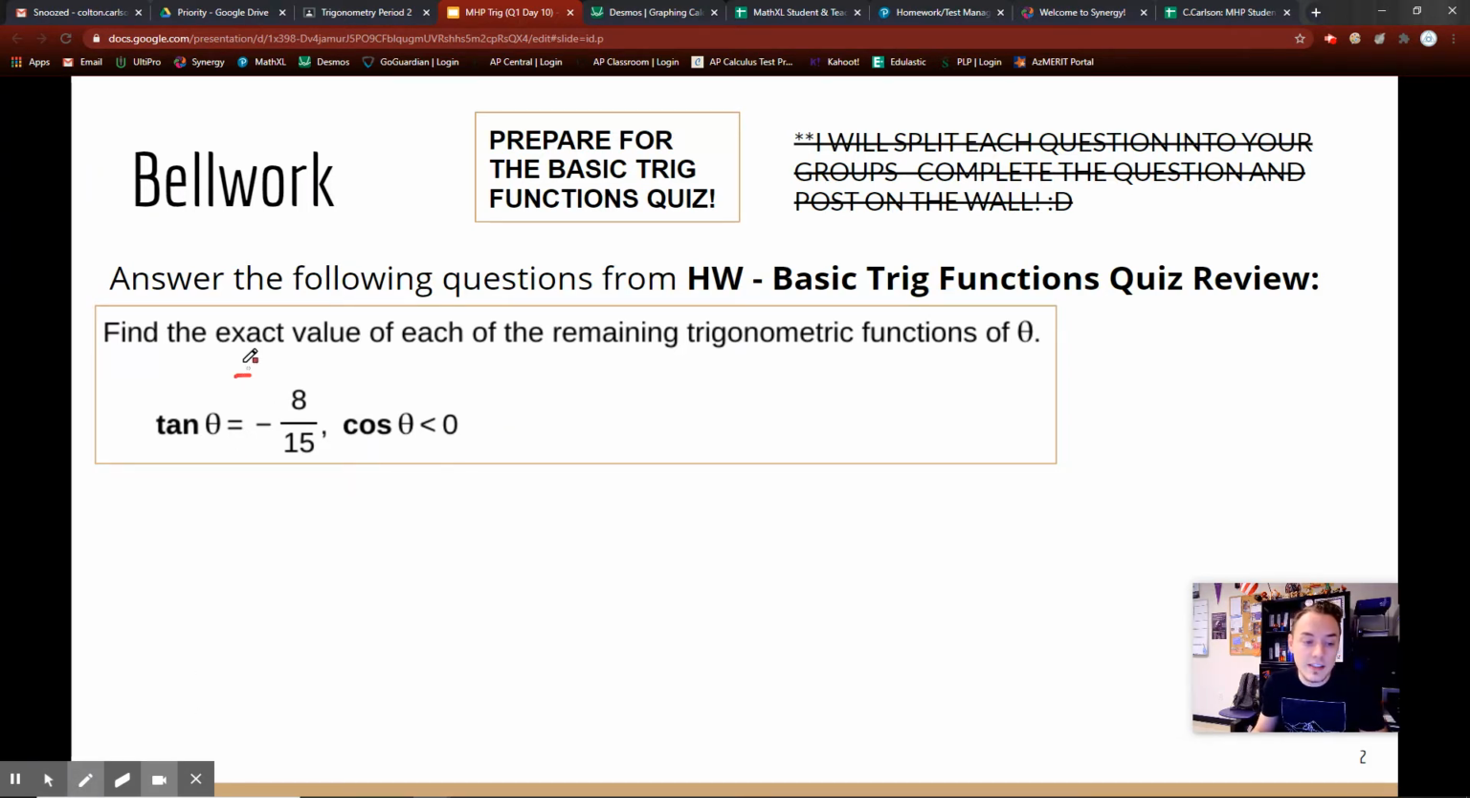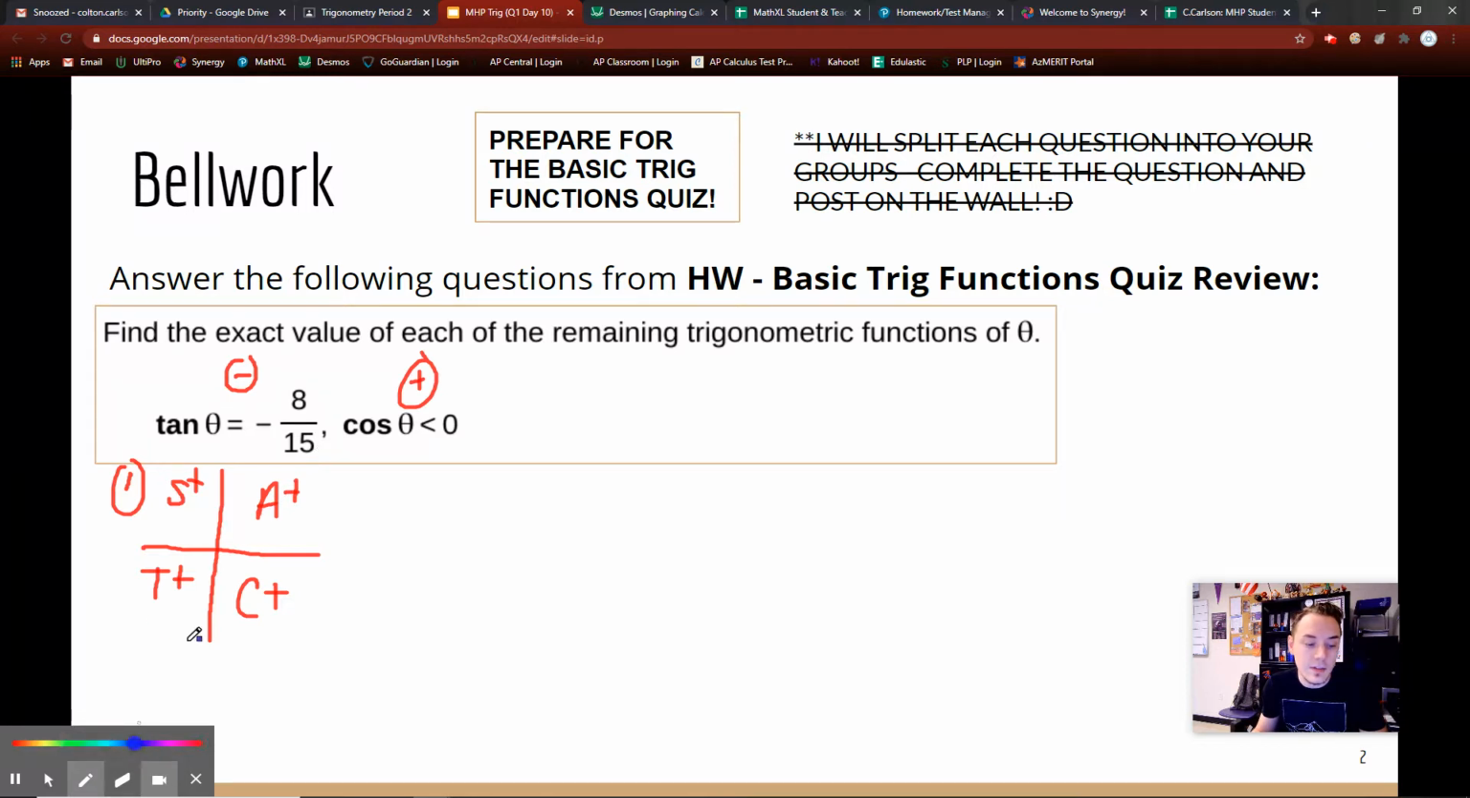So first of all, I see that this is negative and this is positive. The first thing I need to do is figure out what quadrant I'm in. So this is all students take calculus. Which quadrant? Well, if tangent's negative, it can't be in the first quadrant. And it can't even be in this one because only tangents are positive in that third quadrant. And same thing in this one. And then cosine's positive. Well, it can't be in this one because cosine would be negative. So that means it's my fourth quadrant.